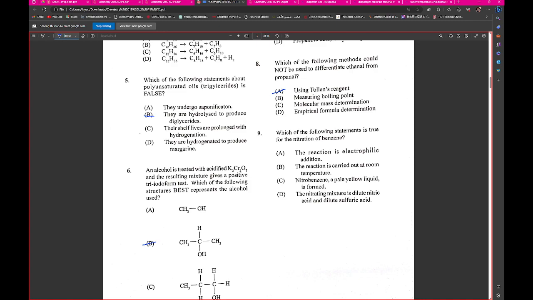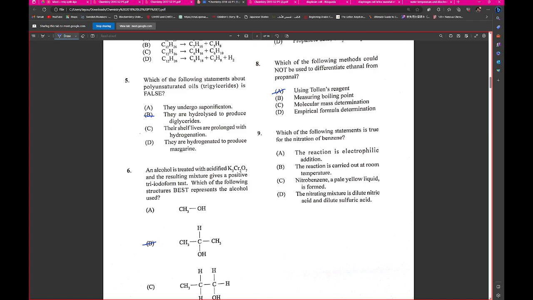Which of the following statements is true for the nitration of benzene? Wait, repeat? I'm not hearing what you're saying properly. Why not D? Why not D or A? Oh, for A. Okay.